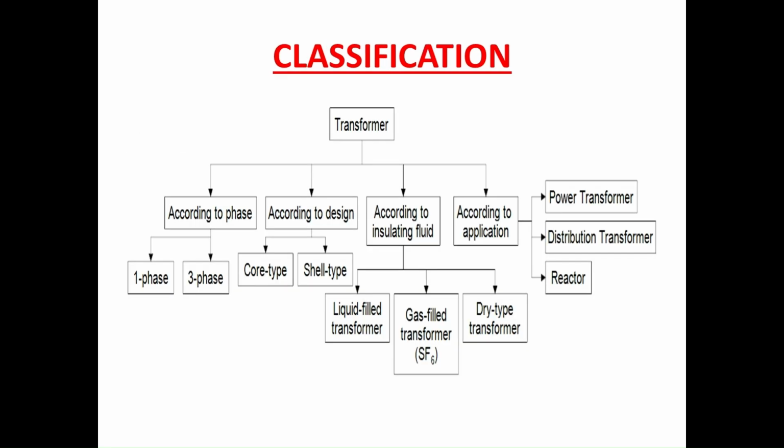Next, we will see the overall classification. We can have single phase or three phase transformers according to phase sequence. According to design, it can be core type or shell type. Similarly, according to the insulating medium, as I discussed in the last slide, it could be liquid filled, gas filled, or dry type. And according to applications, it may be a power transformer, auto transformer, interconnecting transformer, distribution transformer, or different types of reactors also.